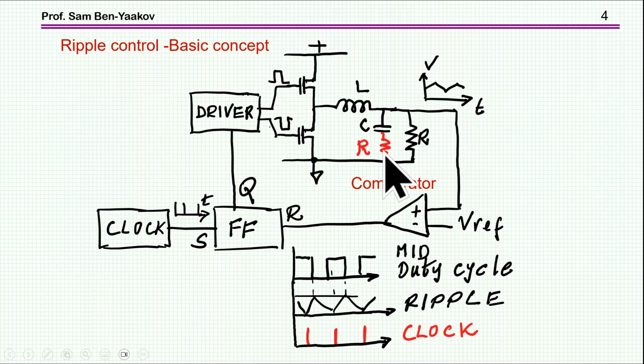So we can see it here. These are the clock pulses. With the clock we have the ripple actually being generated because the current of the inductor is now increasing until we reach with the ripple the reference level, and then the midpoint here will go down. This is the midpoint here, will go down. So this will determine actually the duty cycle.